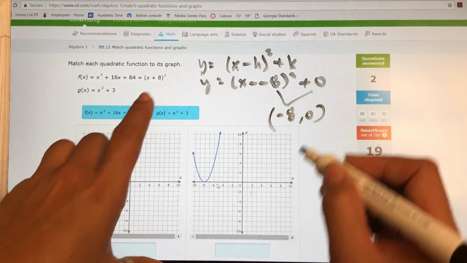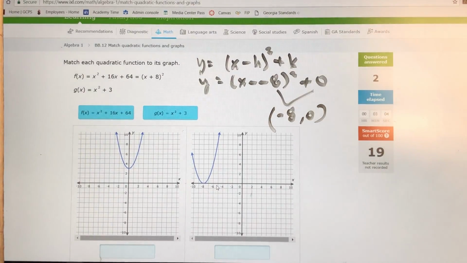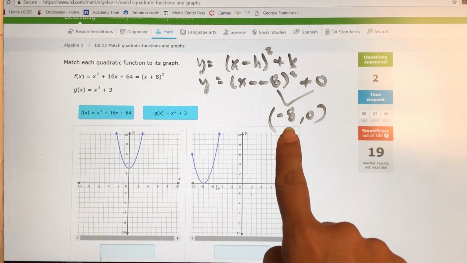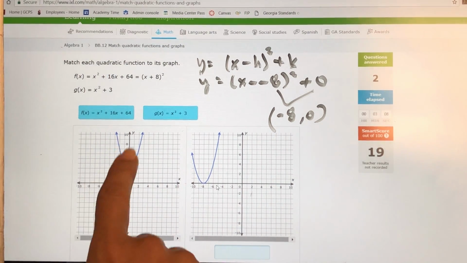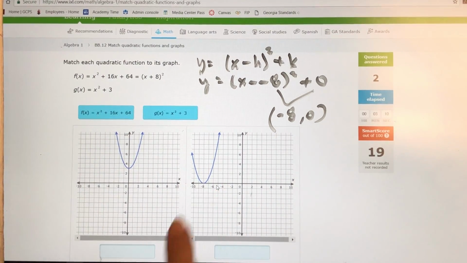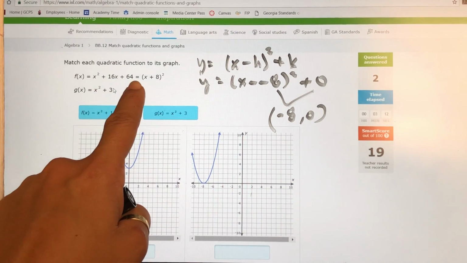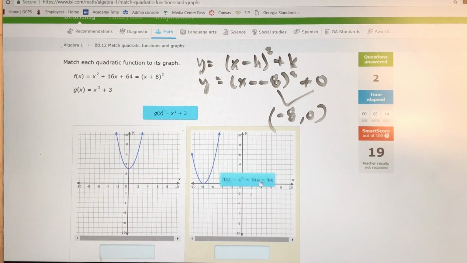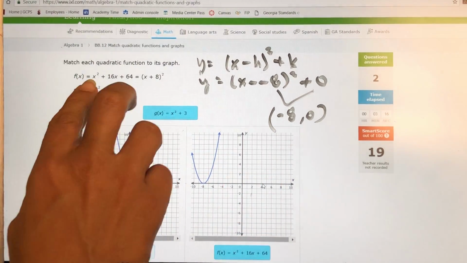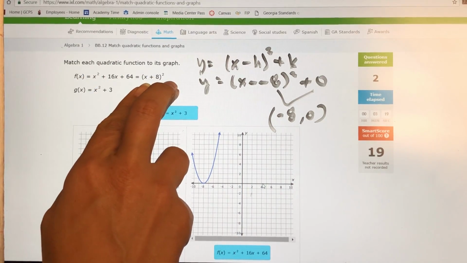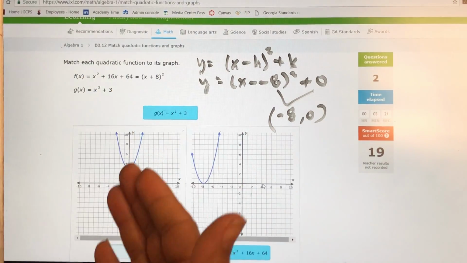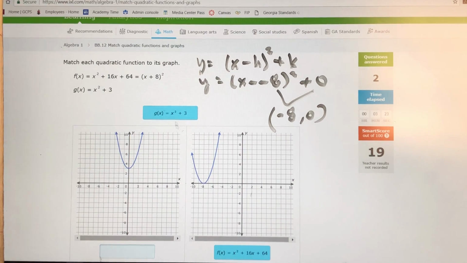So my vertex is negative 8, 0. And because they've already graphed it for me, that's all the information I need. This one has a vertex of negative 8, 0. So negative 8, 0, that's not it. It has to be this, negative 8, 0. So this one that looks like this with a 16x. You will notice that they have rewritten this for you in vertex form to make it easier for you to graph, and I'm going to show you how to do that in the next video. All right, so that means this one has to be that one.